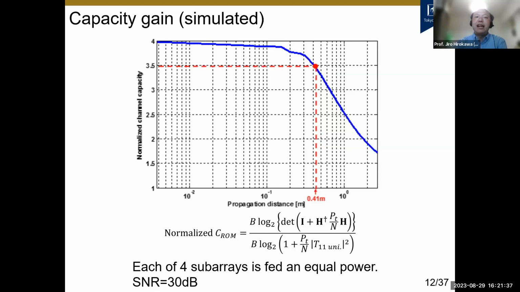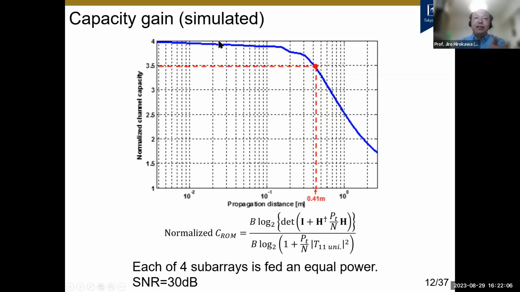Almost similar to the cross polarization level. Okay. According to this definition, of course, in the near field region, all radiated power can be captured by the RX side. So this capacity gain is 4.